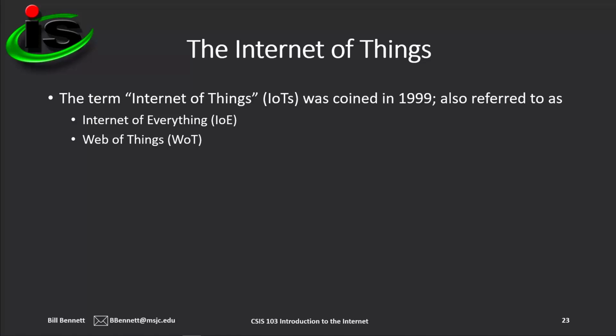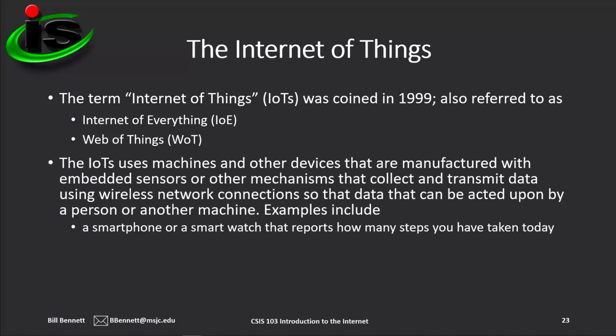The Internet of Things has expanded exponentially over the past few years due to rapid improvements in technology needed to support it. The Internet of Things, or IoT, uses machines and other devices that are manufactured with embedded sensors or other mechanisms that collect and transmit data using wireless network connections so that the data can be acted upon by a person or another machine.